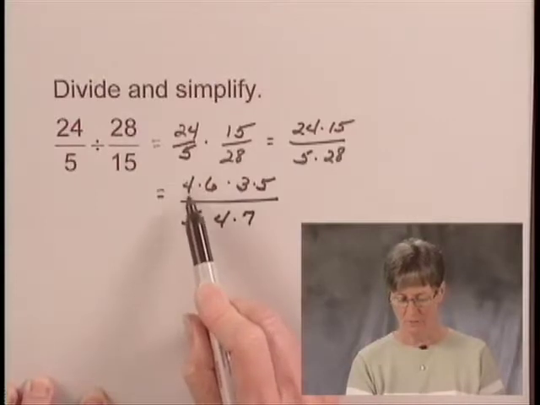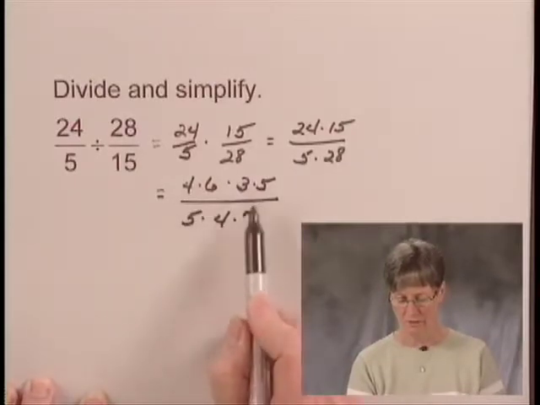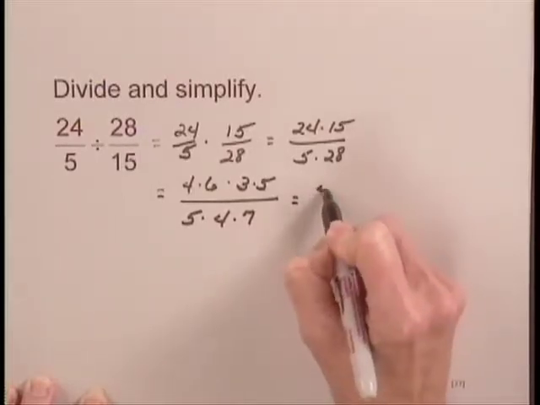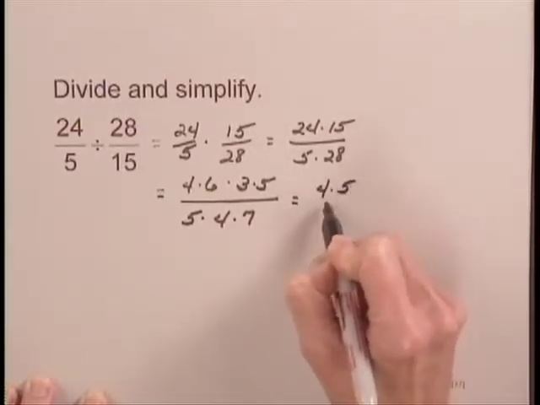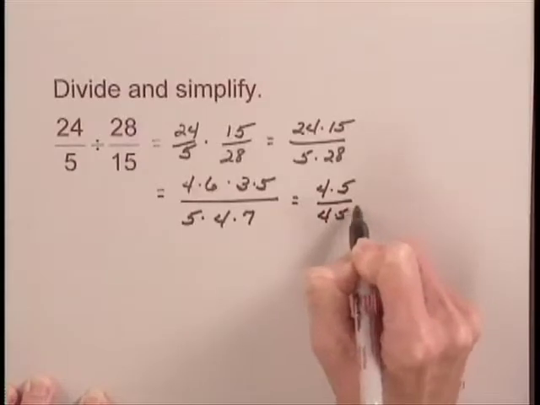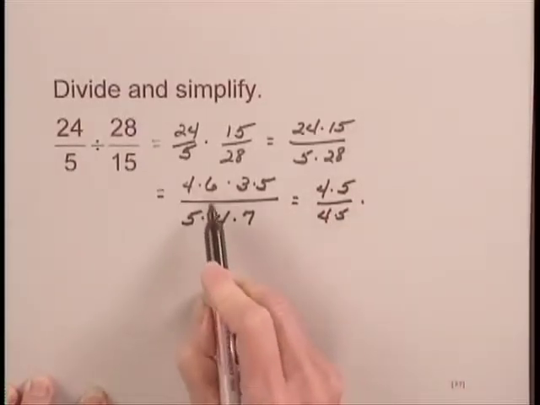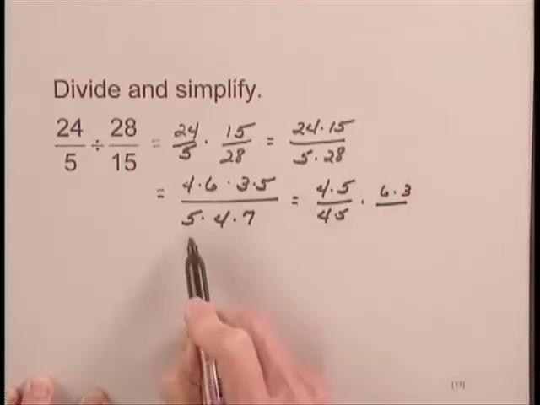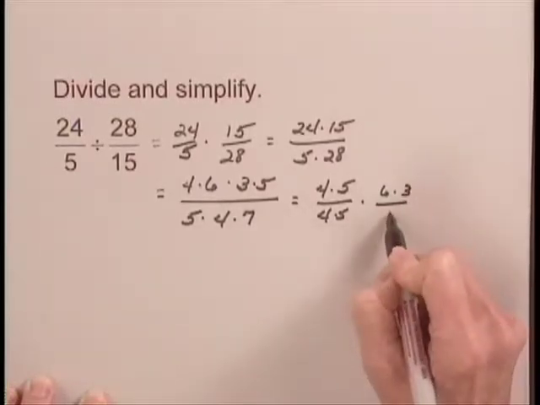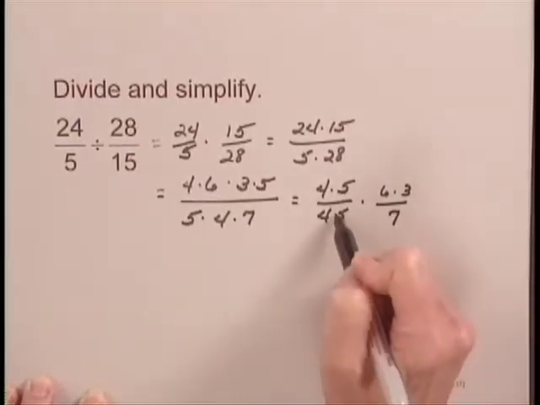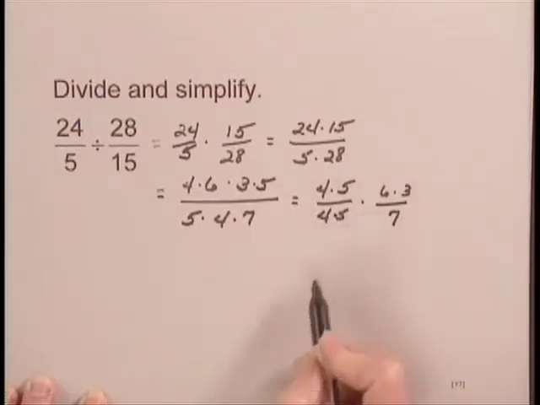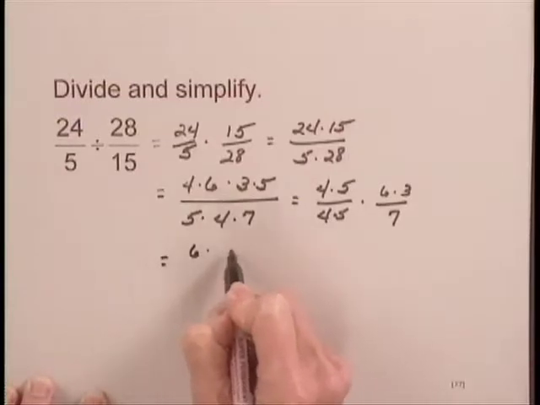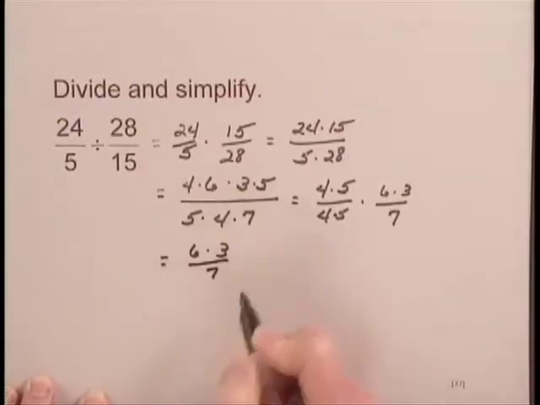Now I see that I have a 4 in the numerator and the denominator, and also a factor of 5. So I can write this as the product 4 times 5 over 4 times 5 times, in the numerator I have 6 times 3, and I've taken out the 4 and the 5. I have a 7 in the denominator. 4 times 5 over 4 times 5 is equal to 1. So I have 1 times 6 times 3 over 7, or just 6 times 3 over 7.